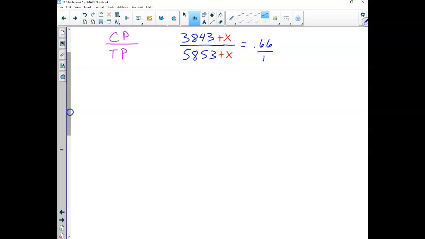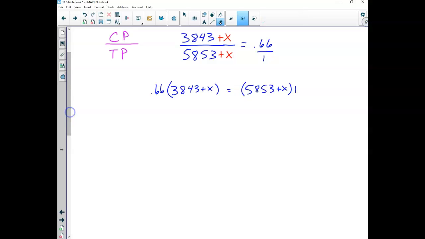And if I cross multiply, I'm going to have my 3843 plus x. Remember, that's going to be times 0.66. And that's going to equal my 5853 plus x, multiplied times 1. Well, if I distribute that, what am I getting? Hold on here, Kruger. You just botched something here. Yeah, hold on. That's bad cross multiplication. Come on, Kruger. Let's really figure this business out.